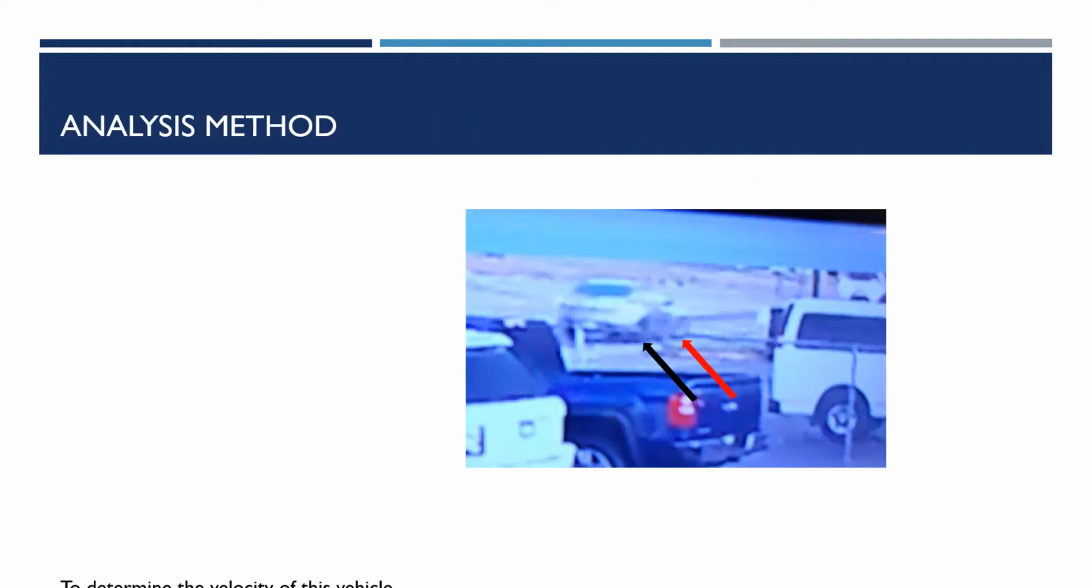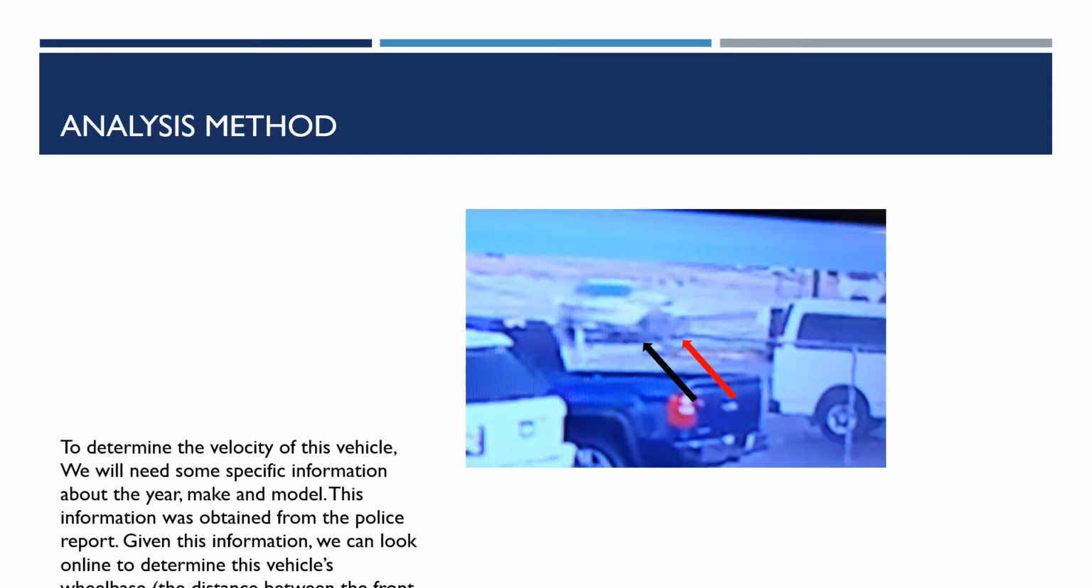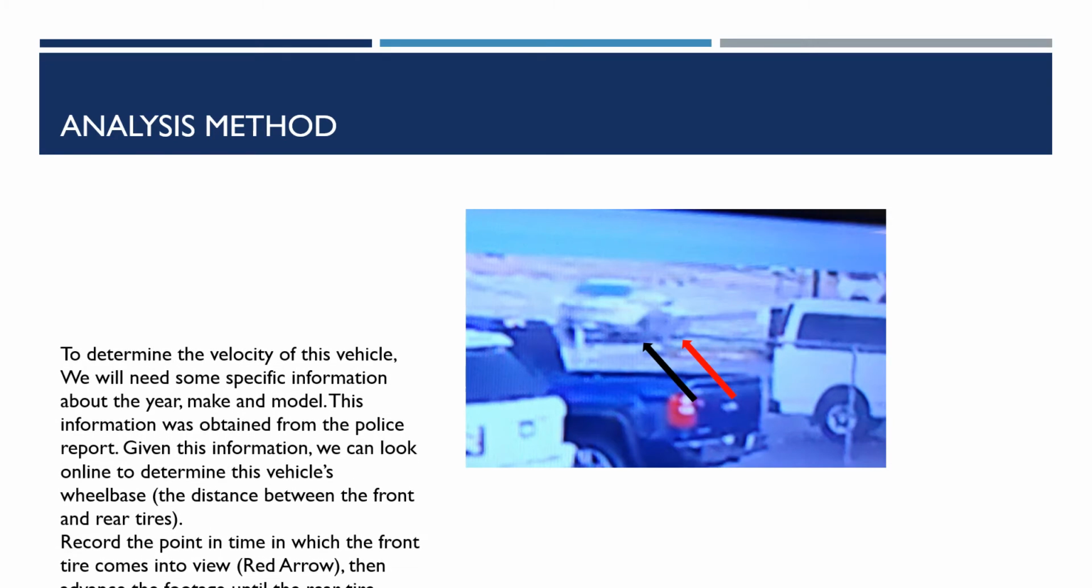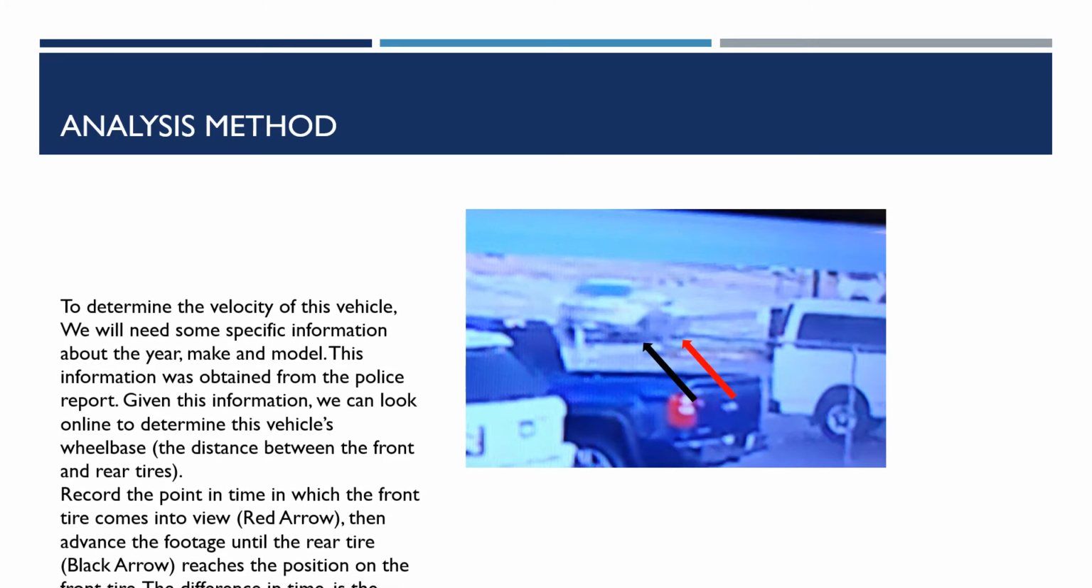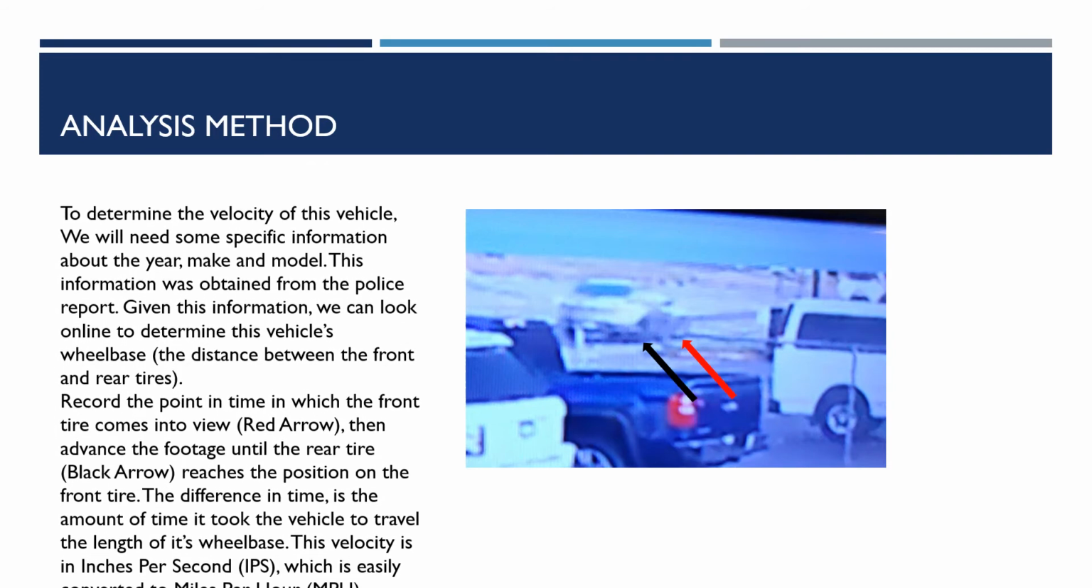To determine the velocity of this vehicle, we will need some specific information about the year, make and model. This information was obtained from the police report. Given this information, we can look online to determine this vehicle's wheelbase, the distance between the front and rear tires.